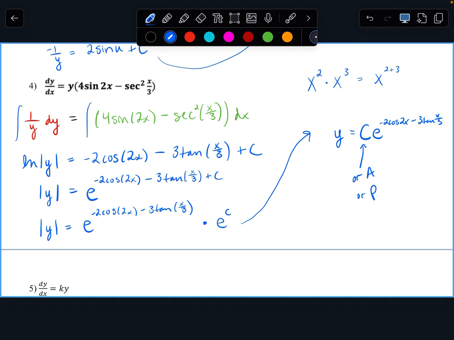Is there any question where the numbers are coming from? Do you remember this kind? No, because the C absorbs it. When we have an initial condition, then we'll deal with the plus or minus. But otherwise, yeah.